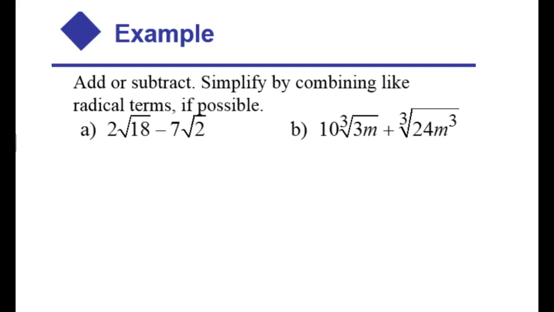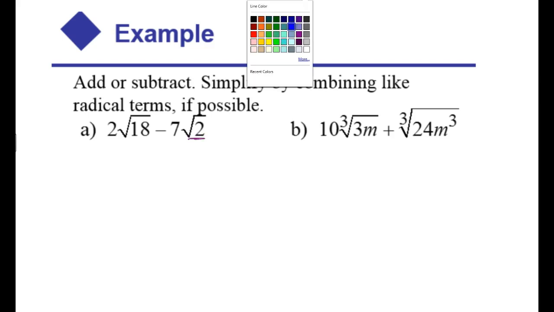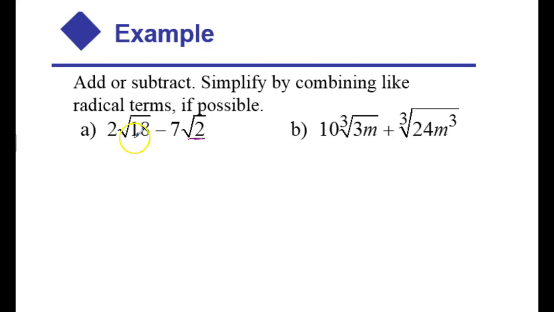If they don't have the same box or the same x, then maybe we could simplify the square root of 18 to be in terms of the square root of 2. So let's see if we can break down the square root of 18 as the square root of 9 times the square root of 2. And the square root of 9 is 3. So this is really 6 square roots of 2, take away 7 square roots of 2, which is negative 1 square root of 2.